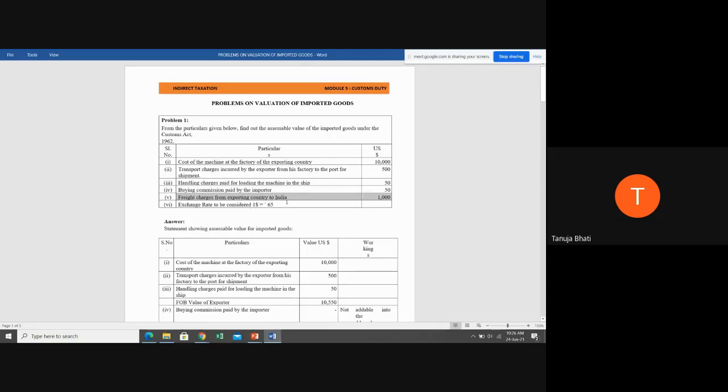Next, freight charges from exporting country to India. That means from USA to India, when the goods are coming through vessel or through ship, transportation is required to move the goods from USA to India. So whatever freight or transportation charges are there, should it be added in calculating the assessable value? Yes, it should be added.